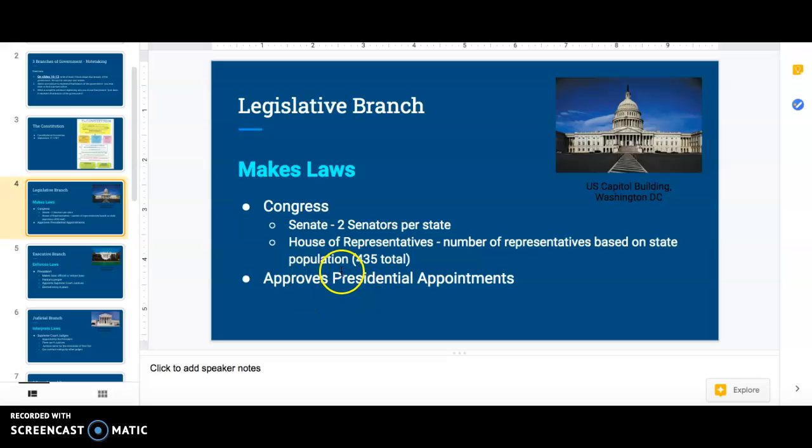One thing they do is they approve presidential appointments. What that means is anyone that the president recommends to be a judge, or to be an official in the executive branch, the Senate and the House of Representatives must approve those people before they can start doing jobs in the government. That's one check they have on the executive branch.